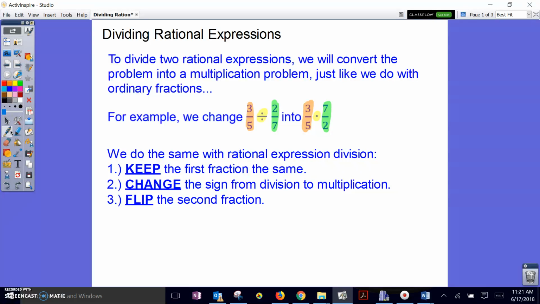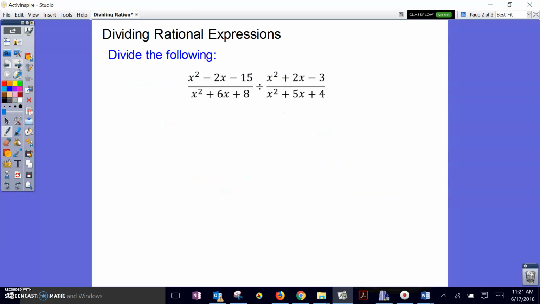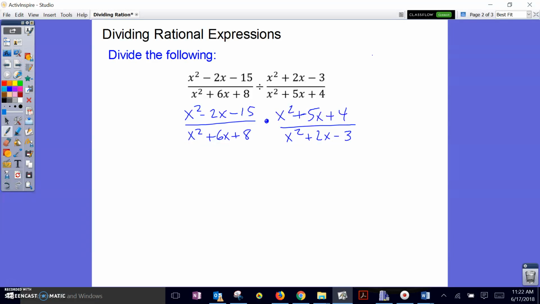Let's go ahead and look at a couple of examples of this. We're going to divide this. The first thing we do is we change this into a multiplication problem. So we keep the first fraction the same. We change the sign to multiplication, and we flip the second fraction. And now we're going to handle this as a multiplication problem. We'll factor the numerator and denominator of both of these, and then go through our cancellation process.